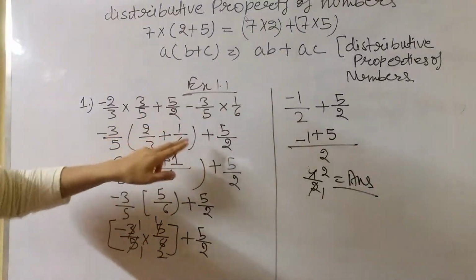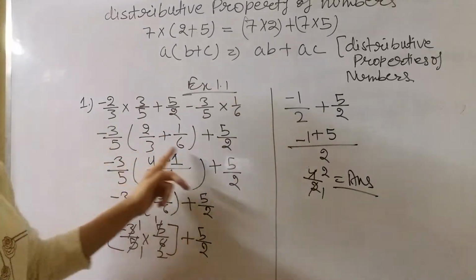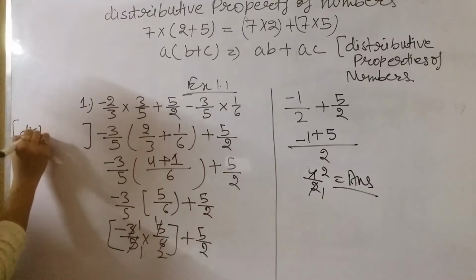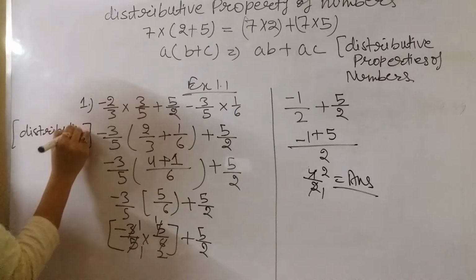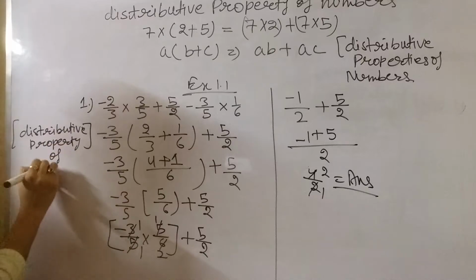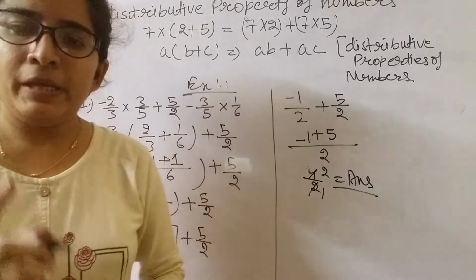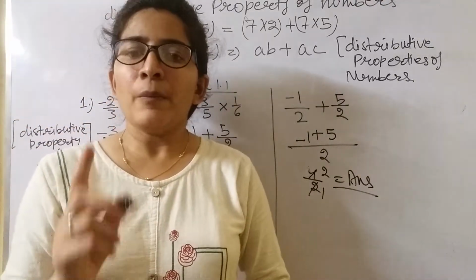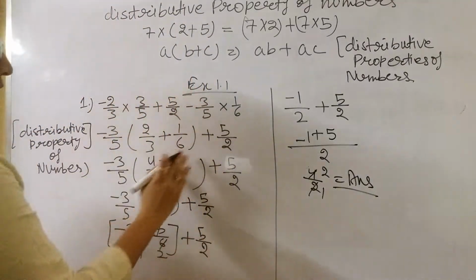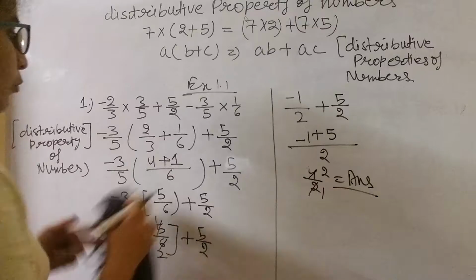So we see that because 3 by 5 was common in these terms, we used the distributive property of number. Distributive property of number, that is a multiplied by b plus c equals a multiplied with b plus a multiplied with c. So I take 3 by 5 as a common number outside, and with the help of this property we solve the equation. Now moving to the next question.